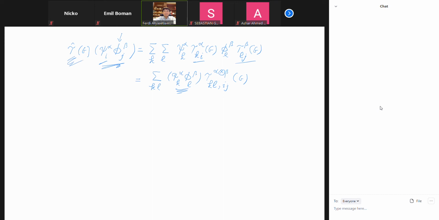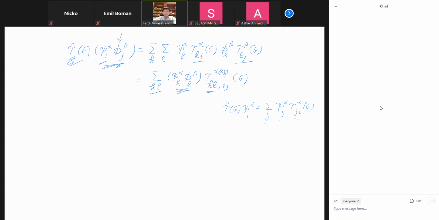So this is exactly the same form as for this, for example. So that is just sum over J, and here we have sum over KL. So KL is our indices.